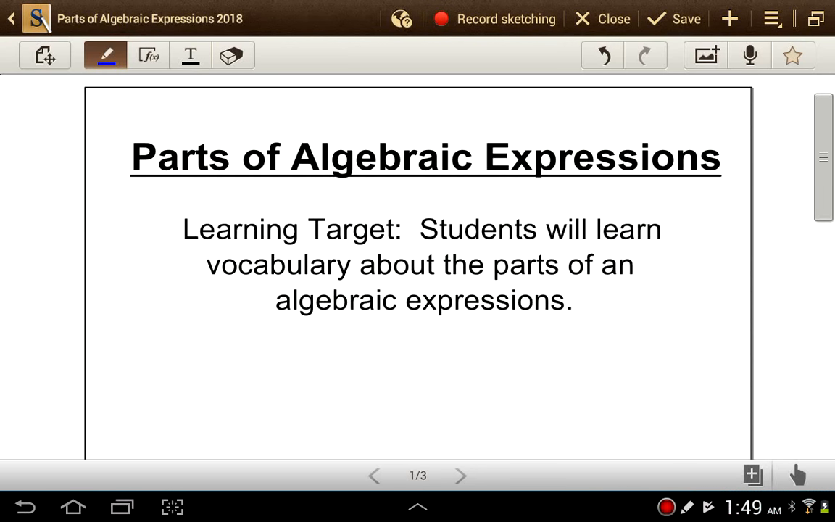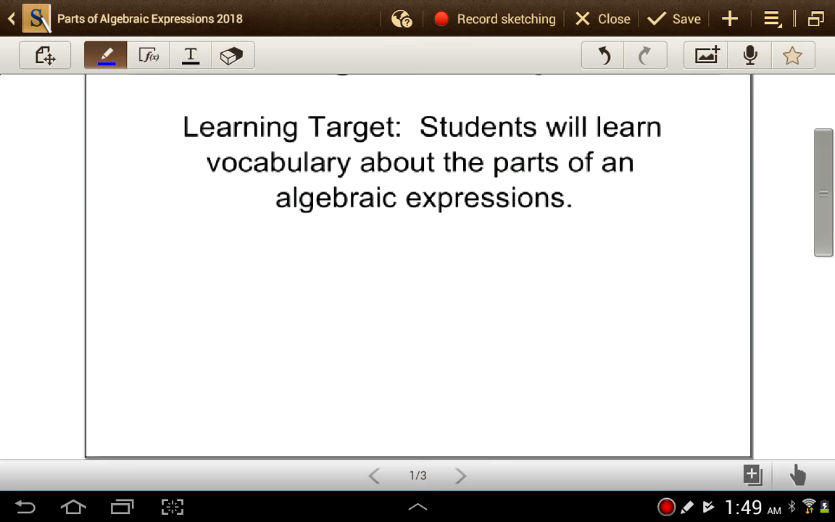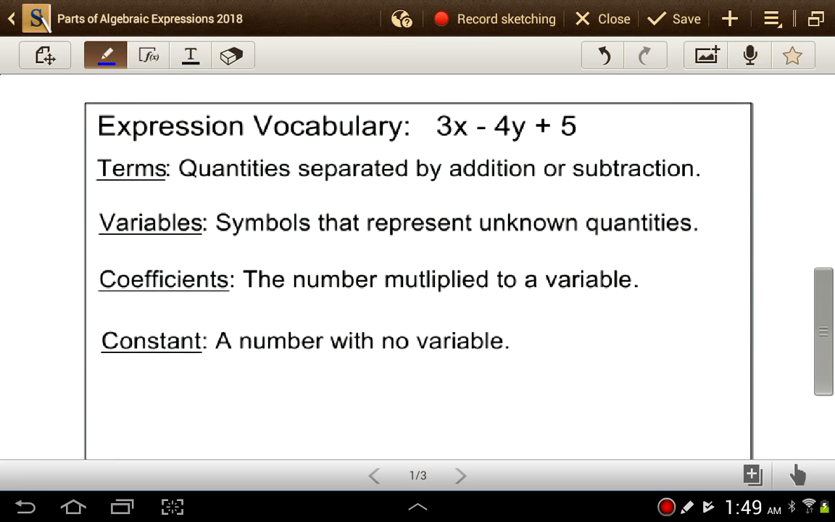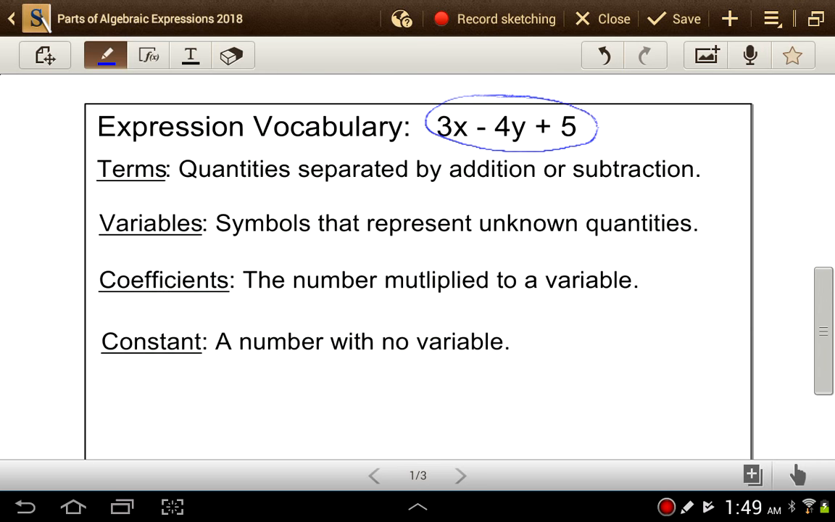Today, we're going to talk about parts of an algebraic expression. The goal today is for students to learn the vocabulary about the parts of an algebraic expression. Let's do the vocabulary first here. When we talk about expression vocabulary, I'm going to focus on 4 vocabulary words: terms, variables, coefficients, and a constant. In our discussion here, I'm going to use this expression to give examples for our vocabulary words.